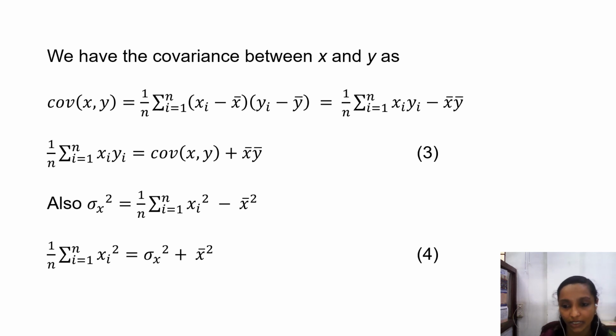Now consider the variance of x, which is sigma x square equals 1 by n summation (xi minus x bar) the whole square. On expanding using (a minus b) the whole square and on simplification, we will get sigma x square to be 1 by n summation xi square minus x bar square. From this, we take 1 by n summation xi square as sigma x square plus x bar square. We call these equation 3 and equation 4 respectively.